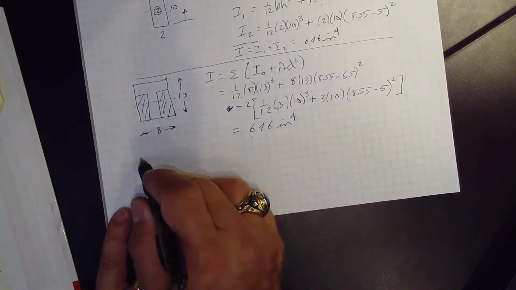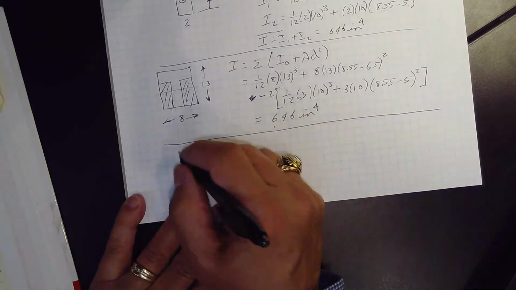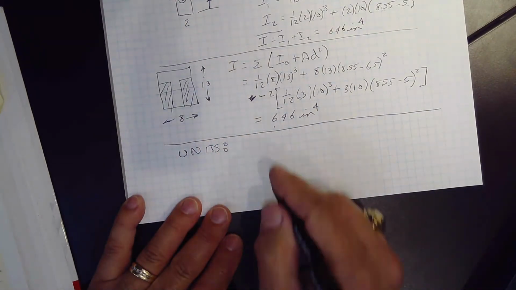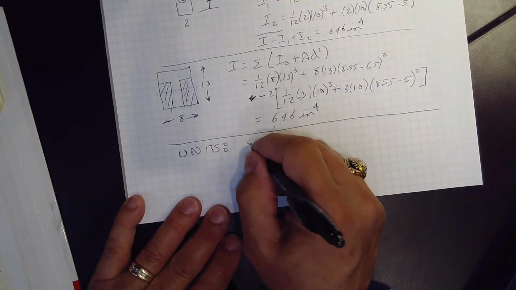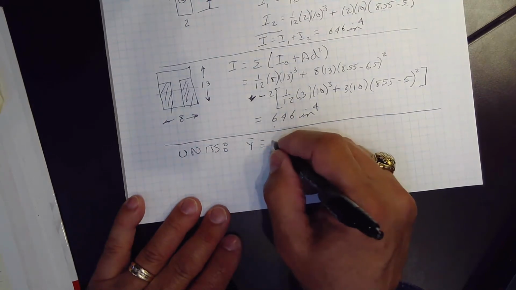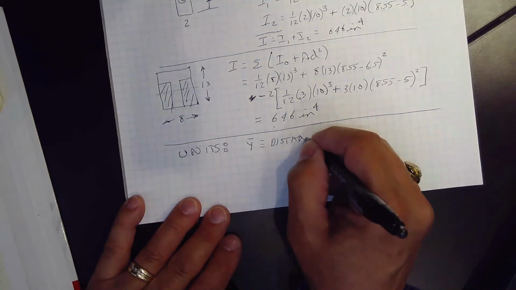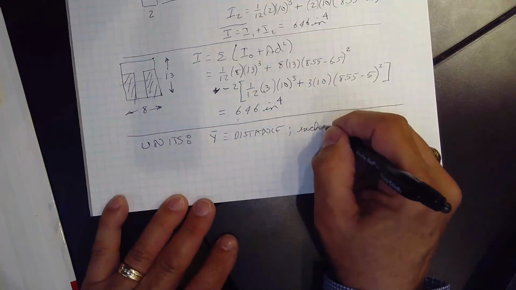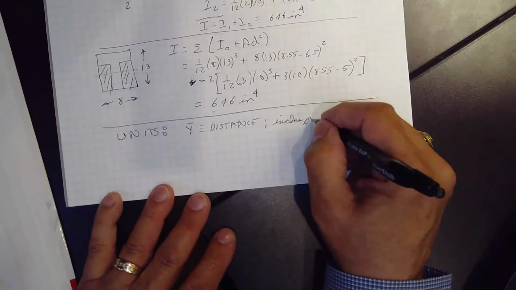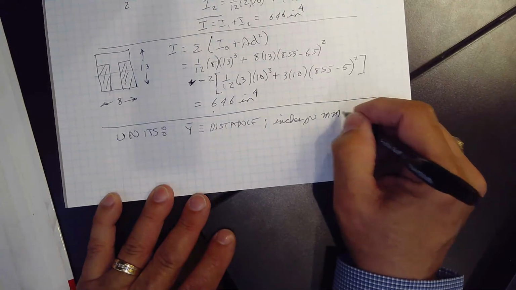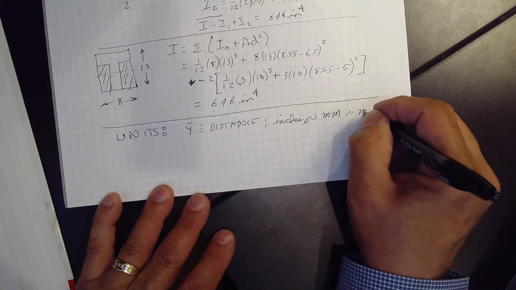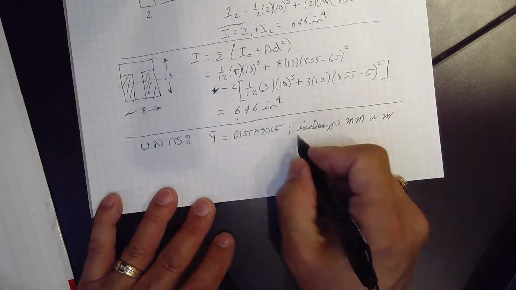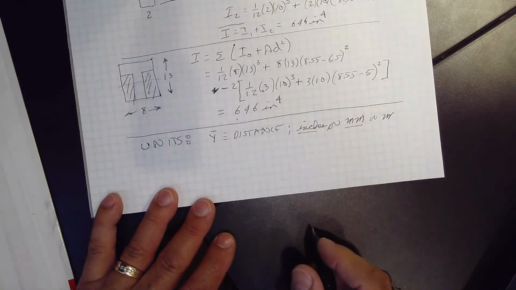Let's talk about units. Y bar is distance, so it's going to be in inches, or it could be millimeters, or meters, something like that. Distance could be in feet, although generally not. Inches and millimeters are the typical things we're going to be using.